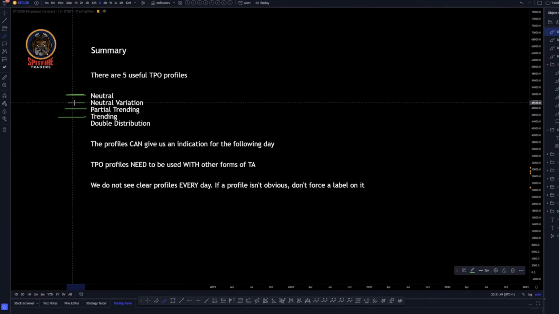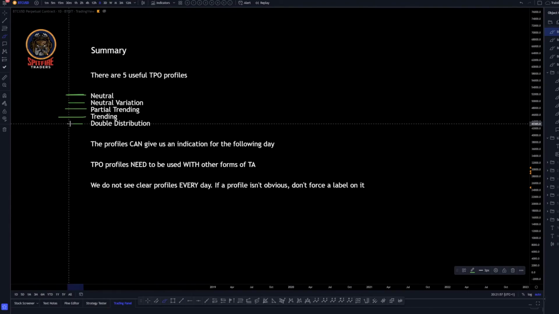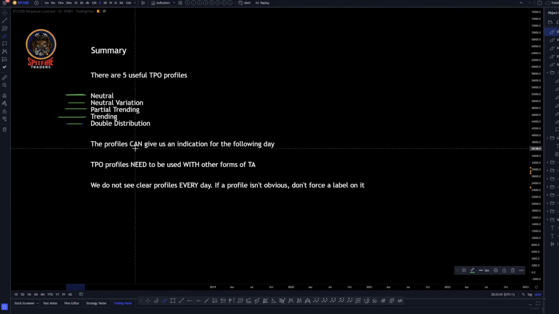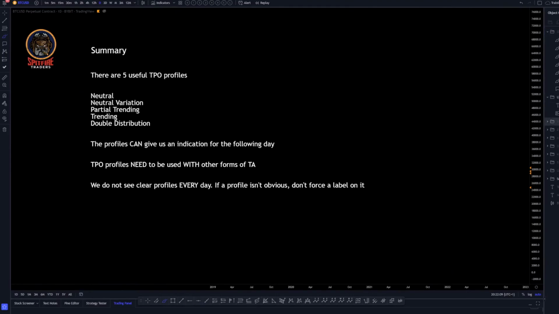Neutral variation gives you a little bit of a heads up on potentially an SFP trade the following day, maybe a little bit more, maybe nothing at all. And then double distribution, we're going to cover this on the next stream. The profiles can give us an indication of the following day. On an FYI, and in fact I didn't mention this, but with your trending days, get rid of that.